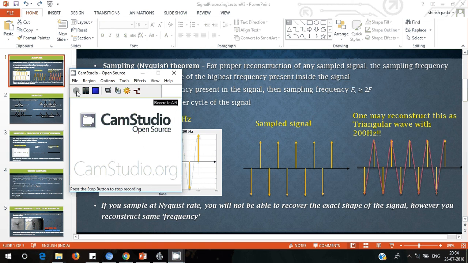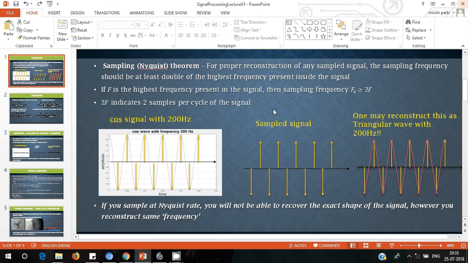So today we'll see what is the concept behind the sampling theorem or the Nyquist theorem, how it was invented, and what is the basic behind that. So for that, just let us consider a cosine signal. This is a cosine signal. The blue is a cosine signal.